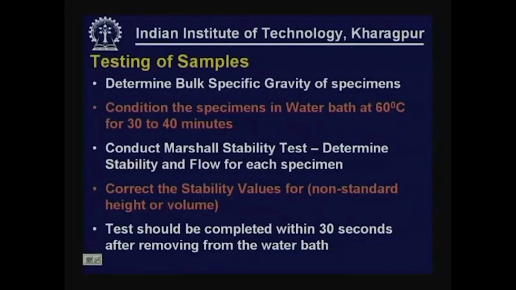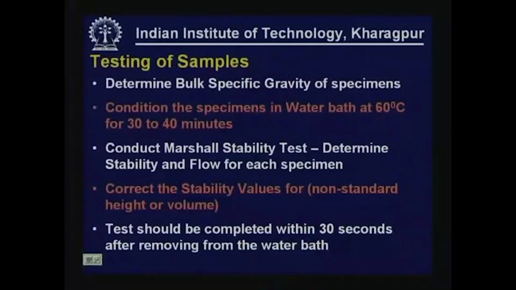For testing the samples, we have to determine the bulk specific gravity of the specimens. Once we compact the specimen, prepared by adding aggregates and binder together and compacting them, that compacted specimen has to have its bulk specific gravity determined, and all these specimens will have to be conditioned by keeping them in a water bath maintained at 60 degrees centigrade for a period of 30 to 40 minutes duration.